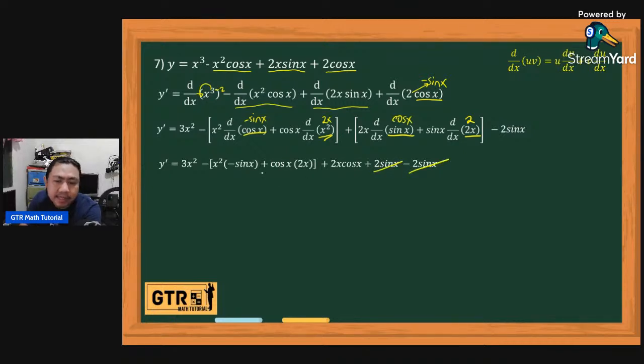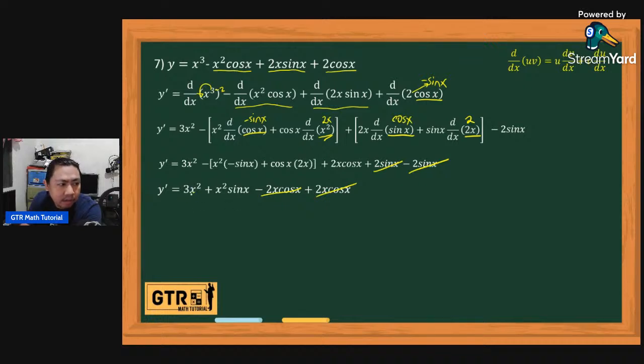Then simplify this. So just distribute the negative sign. Negative of negative, that will become positive. And then negative of positive cosine x 2x, so rewrite, this is negative 2x cosine x. Then again, combine like terms. So we have negative 2x cosine x, positive 2x cosine x. So like terms, plus and minus, so we can cancel that. So this is now the final answer.